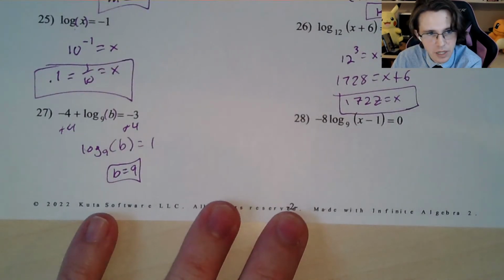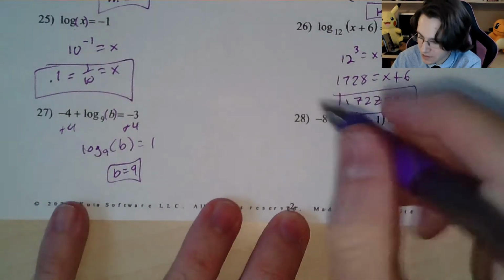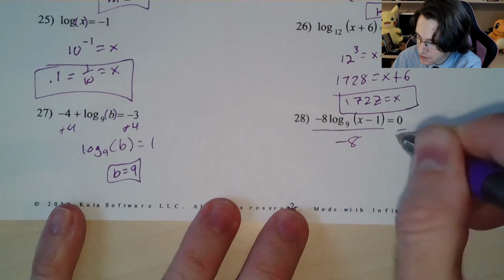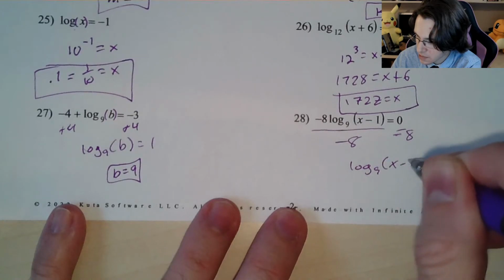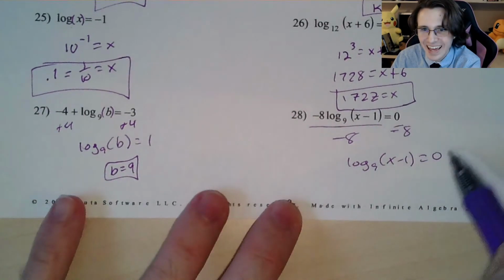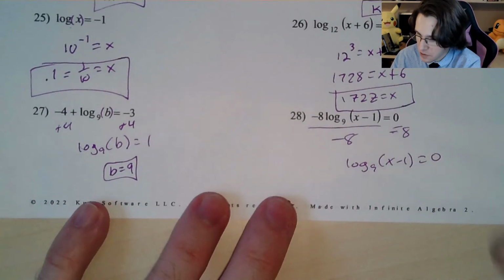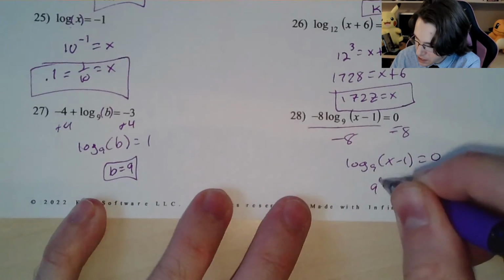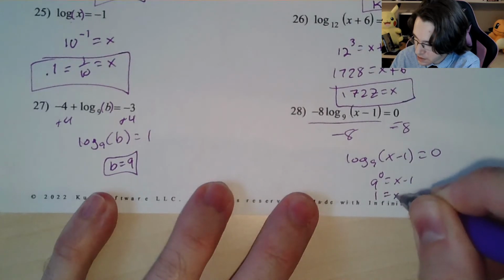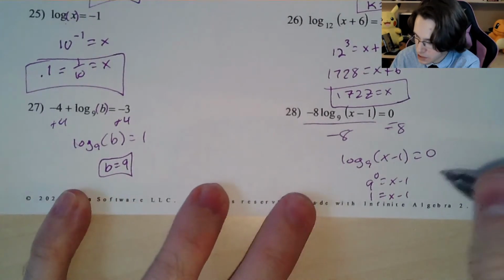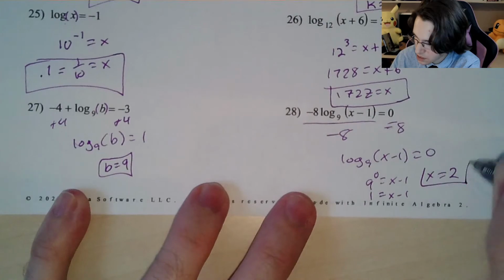Number 28. So we don't have the logarithm alone, just like this one where we had to add 4. This one we have to divide by -8. 0 divided by -8 is still 0, so log base 9 of x minus 1 equals 0. Going back to our rewriting, 9 to the 0 is x minus 1. Remember, anything to the 0 power is 1, so 1 is equal to x minus 1. Add 1 to both sides, and we get x is equal to 2.